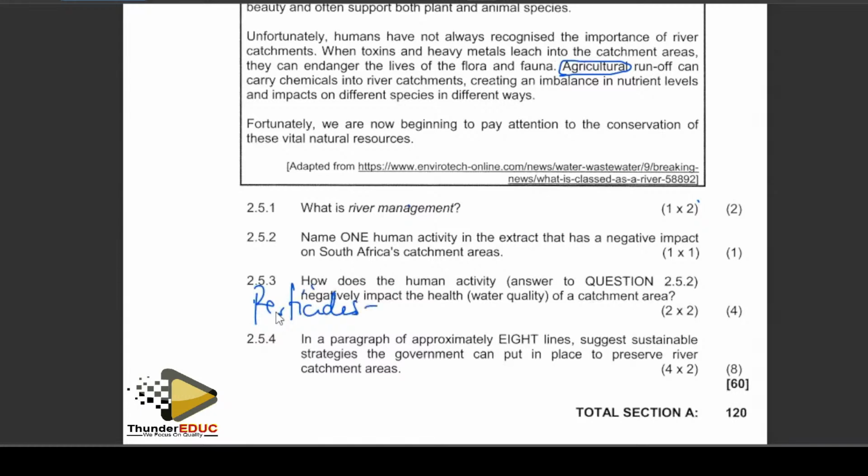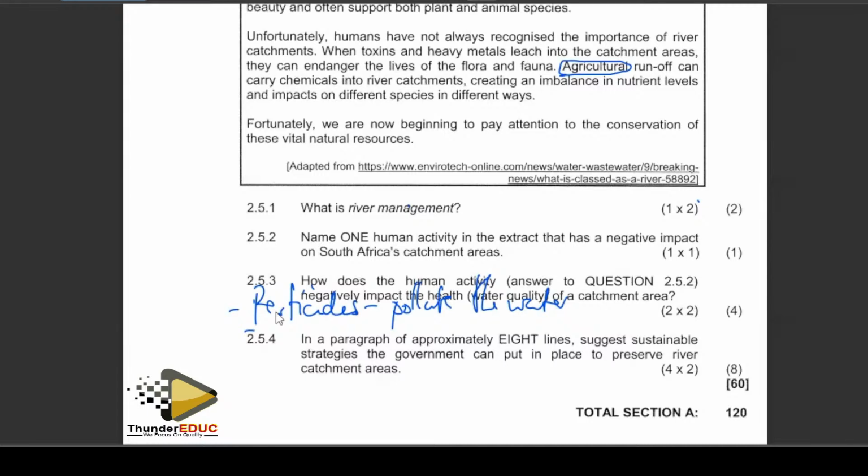Pesticides that are used in agriculture do affect the quality of water. They pollute the water. There are chemicals that are sprayed on crops to kill some insects or to deal with aphids or other diseases. But those chemicals will also find their way, they will be washed into the water sources, into the catchment areas, into the rivers. They will pollute the water sources.